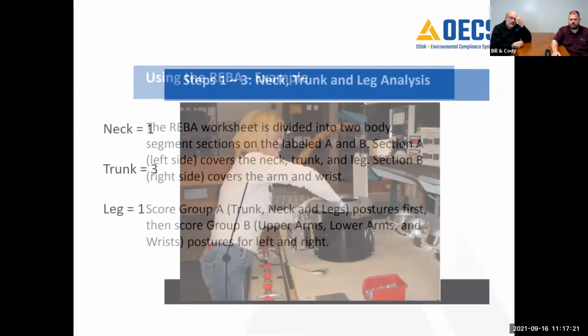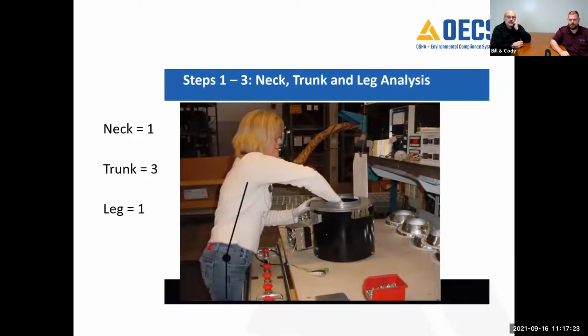Perfect. So we've got an employee here who's doing some fine motor skills with her hand on a part that she's doing some assembly work with. Using Reba, again going from left to right and top down, we're doing column A. We've got a neck score of 1, a trunk score of 3, and a leg score of 1. I'm going to show you how we get to that on the next screen.